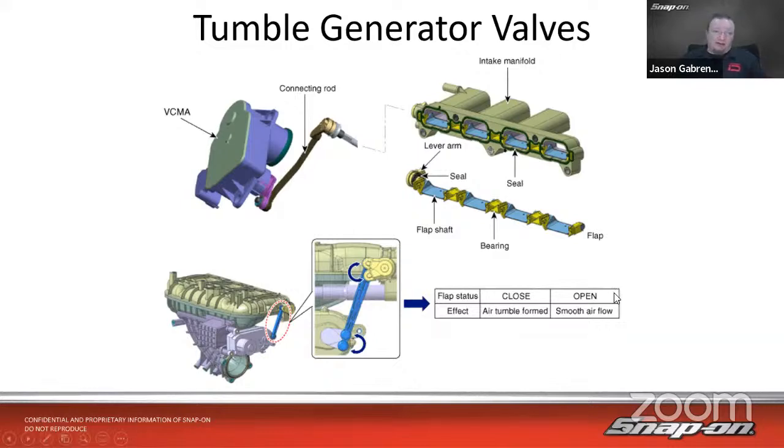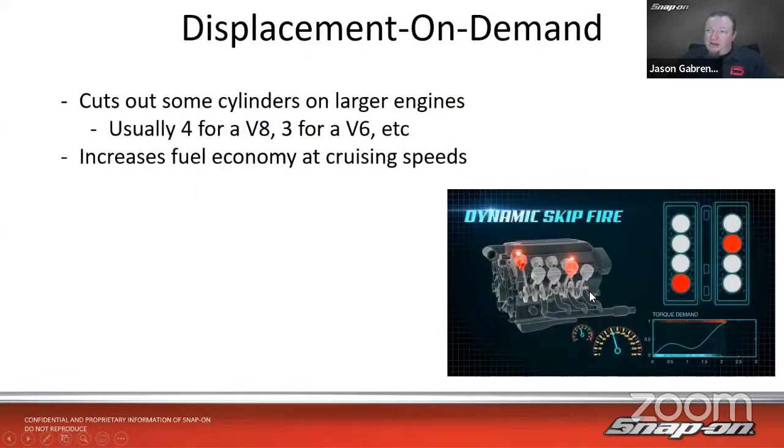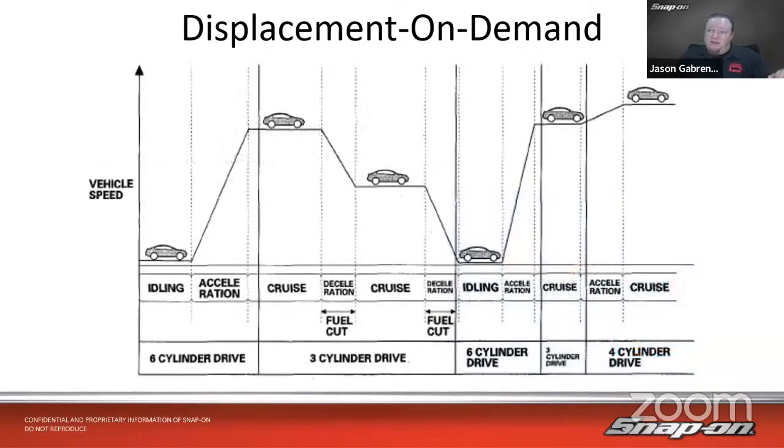So that's tumble generation. And now we have our displacement on demand. So a couple manufacturers use this. GM uses it, Honda. Sure, there's some other manufacturers out there that do as well. So what it does, it cuts out cylinders on larger engines. So it can cut out 4 cylinders on a V8, 3 on a V6, increases fuel economy while I'm at cruising speeds. If I'm just cruising down the highway part throttle 55 miles an hour, I don't need 8 cylinders to push me down the road. I can get by with 4. So that's what these manufacturers do.